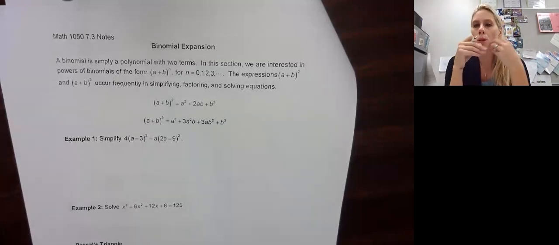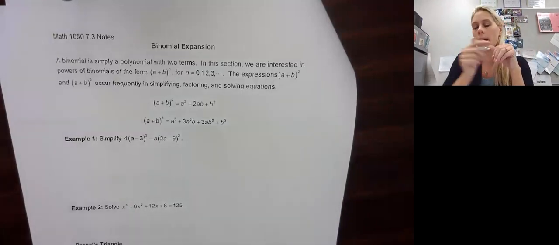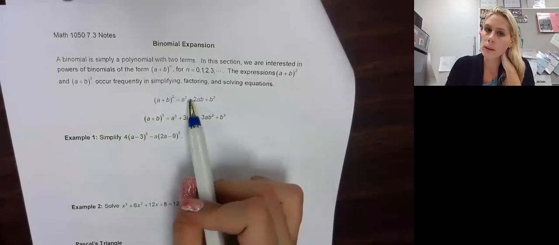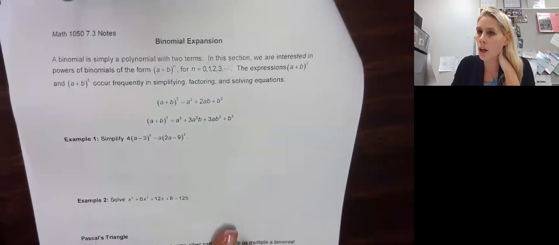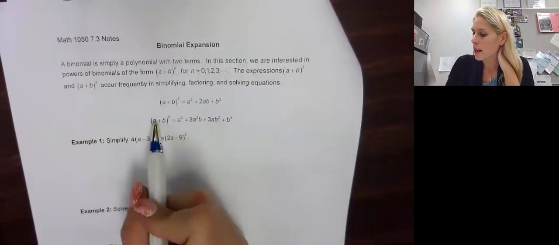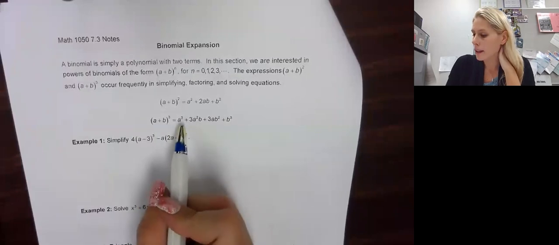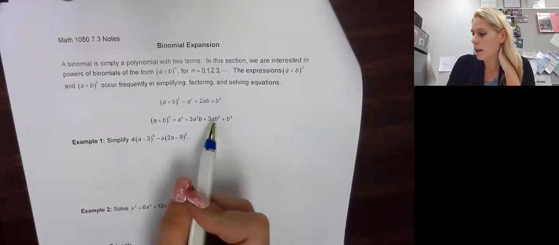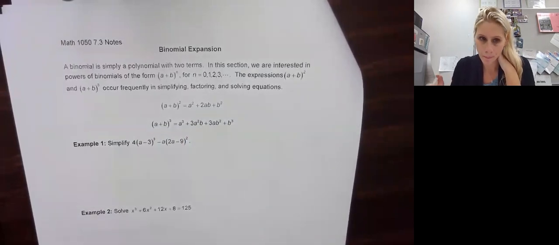So the two that frequently come up that we should know: (a + b) squared, which we know is a squared plus 2ab plus b squared. And our cubic is (a + b) cubed. So the pattern is a cubed plus 3a squared b plus 3ab squared plus b cubed.